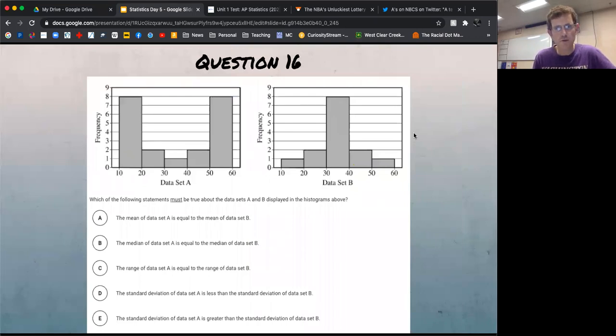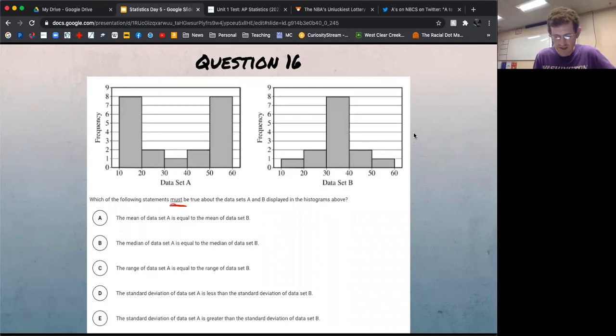So this one right here, I only wanted to look at because it's important to know something about standard deviation. The statement here is which one must be true. It's underlined. You really need to notice that. Most of these could be true, but one of them must absolutely be true.